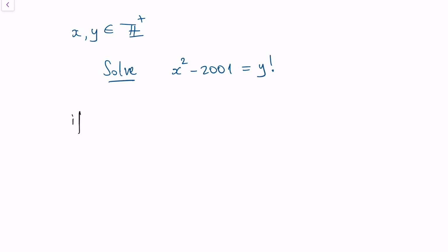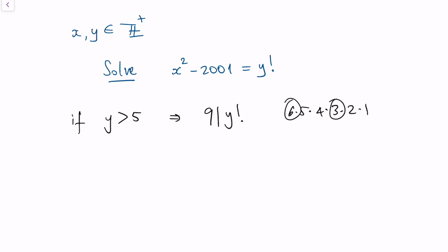Okay, so if y is greater than 5, that implies 9 divides y factorial, right? It should be quite obvious because if you think about 6 factorial, we have 6 times 5 times 4 times 3 times 2 times 1. So we have definitely 3 there and 3 there, which will divide 9. So that means we have x squared is equal to y factorial plus 2001.